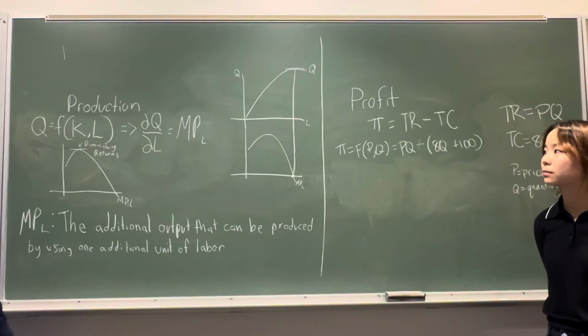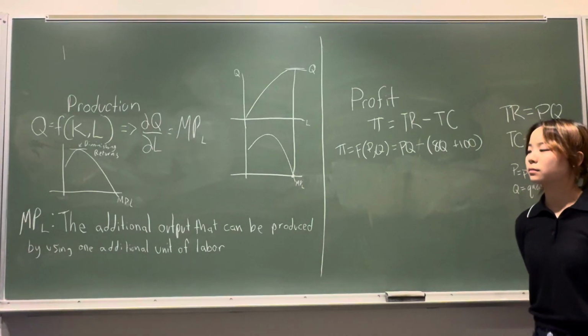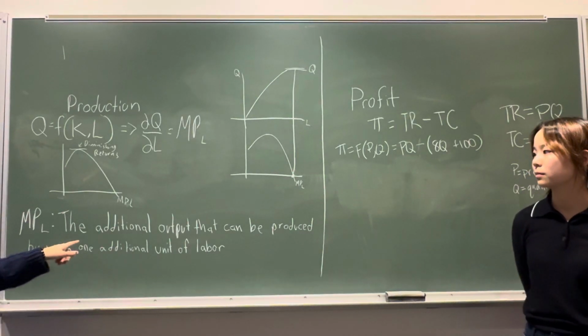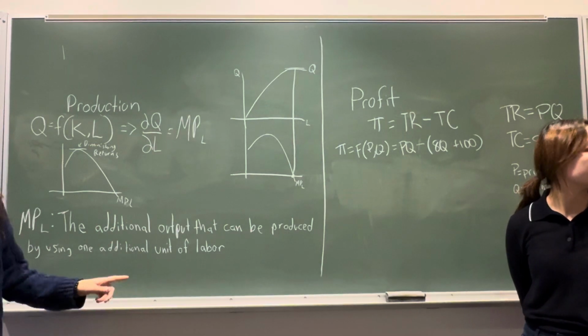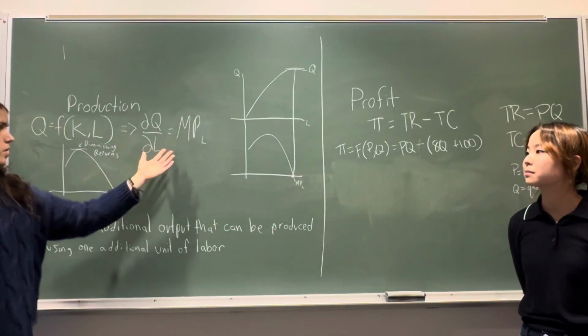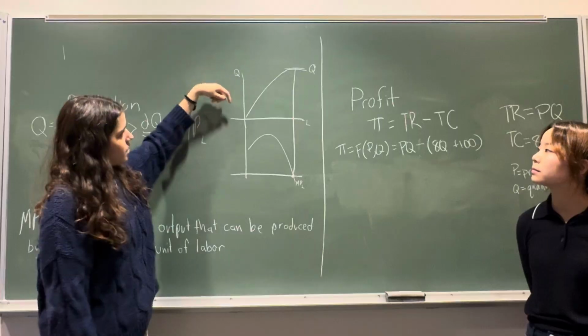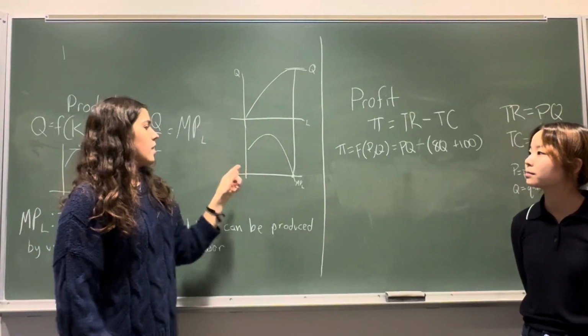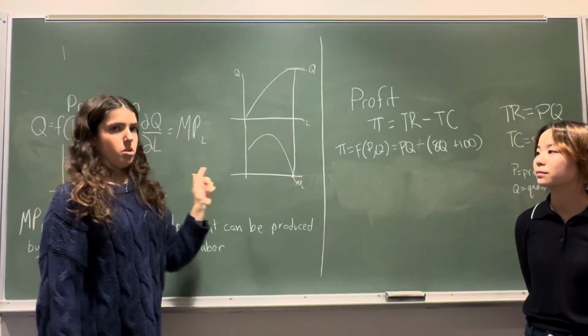There's the marginal product of labor, which is the partial derivative in terms of labor, and is something that we learned about in class. It is the additional output that can be produced by using one additional unit of labor. So you take the partial derivative and you get the marginal product of labor. Here, this is a graph of output, and this is a graph of the marginal product of labor. Through this we can see some interesting things.